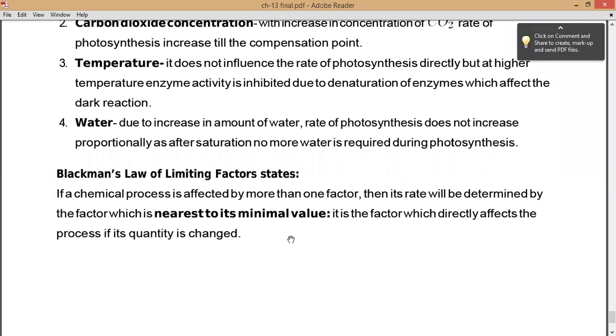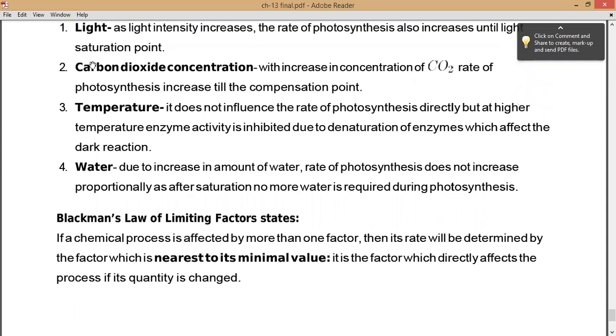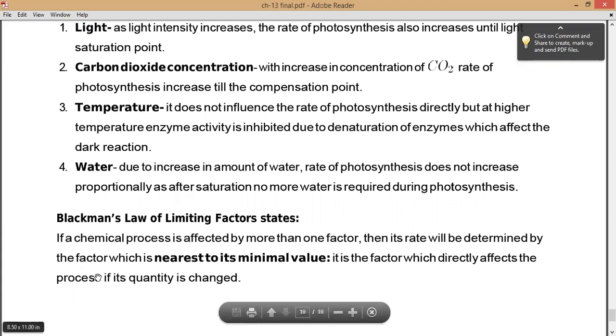So here Blackman's law of limiting factor says that when a chemical process is taking place, and if this chemical process is being affected by more than one factor, as we saw for photosynthesis, then here you can see four factors, that is more than one factor, right? So if a chemical process is affected by more than one factor, then its rate can be determined by the factor which is nearest to its minimal value. So whichever is the nearest minimal value, that is going to determine the exact rate of photosynthesis.